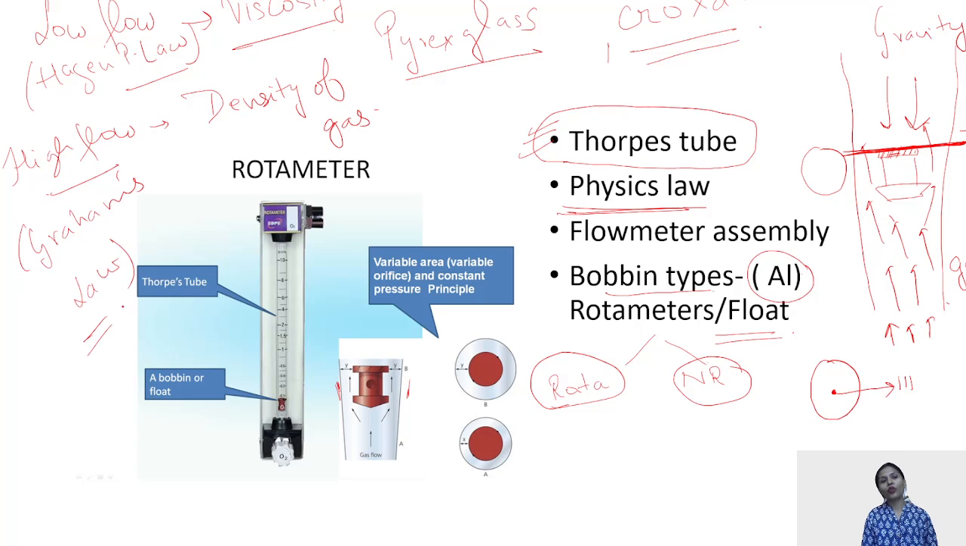Your high flow is going to follow Graham's law. This is something you all have to remember, that the low flow of the rotameters depends upon the viscosity of the gas. Thus, Hagen-Poiseuille's law is applicable, whereas the high flow of the flowmeters is dependent upon the density of the gas, and thus Graham's law is applied.